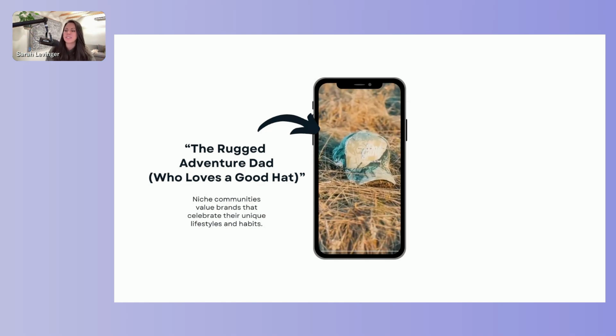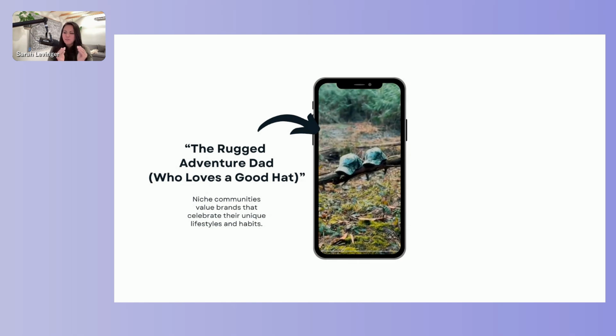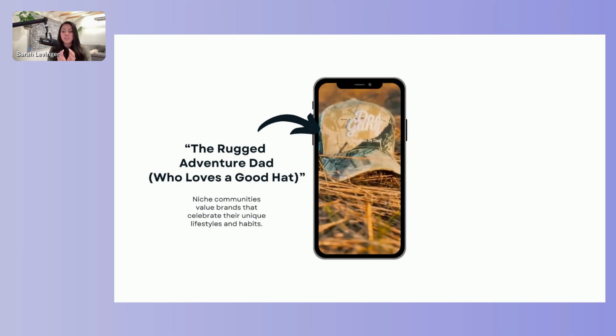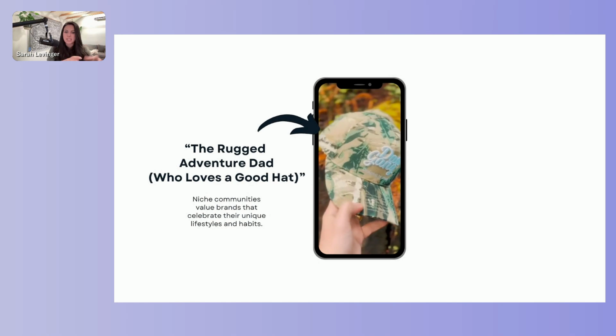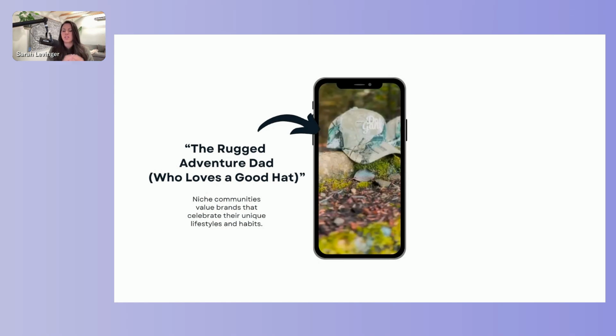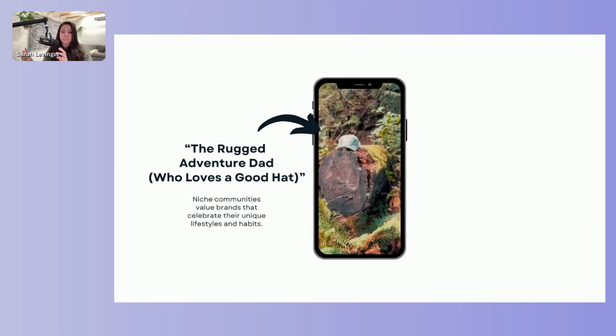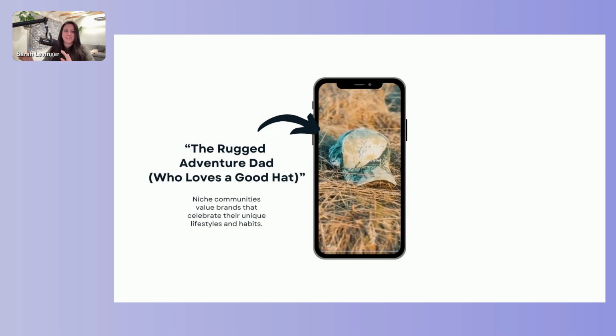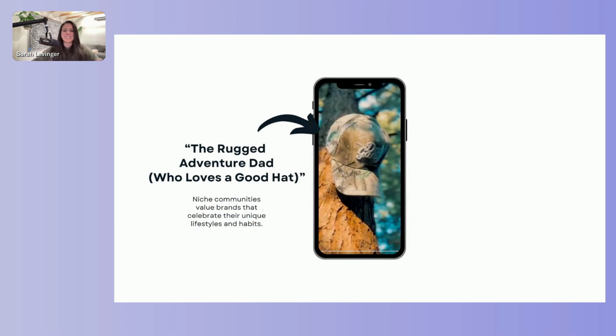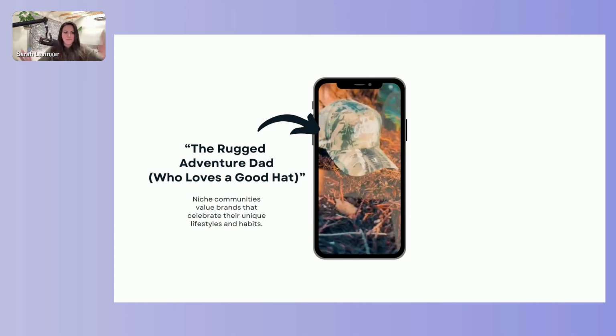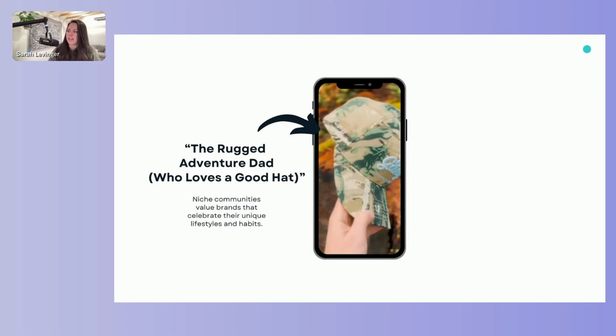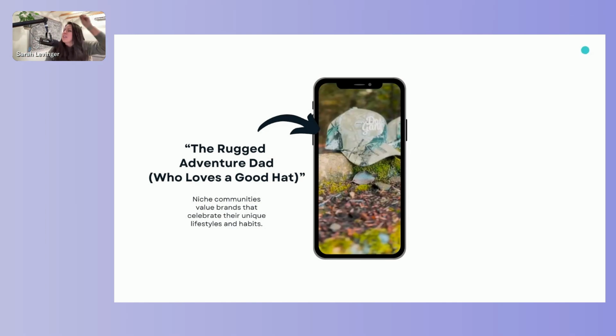Now this works because it's a niche community and they value those brands that celebrate not just their lifestyle of being a dad and an adventure-focused human, but also their habits. He's a hat collector. So they're combining three different identities into one ad and making it an experience for this particular ad. Just, chef's kiss. I love it. I can't get rid of it.